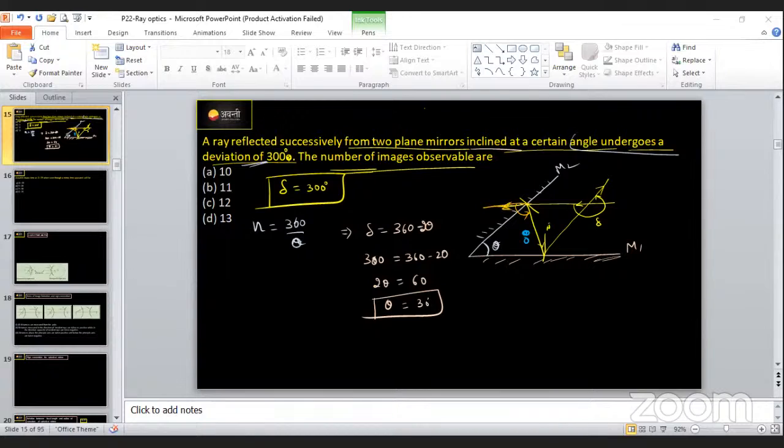Hope it is clear. Do note down this formula. It is better. Okay, note down this formula. This is for two plane mirrors. Right? This is for two plane mirrors.